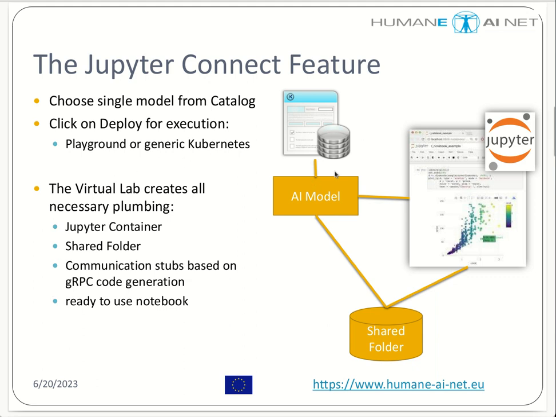So we see here the connections on the right-hand side. The model will be in one container. There will be a separate container, the Jupyter Lab node, and then connected to both of them is the shared folder, so that both nodes can access files in a shared folder.